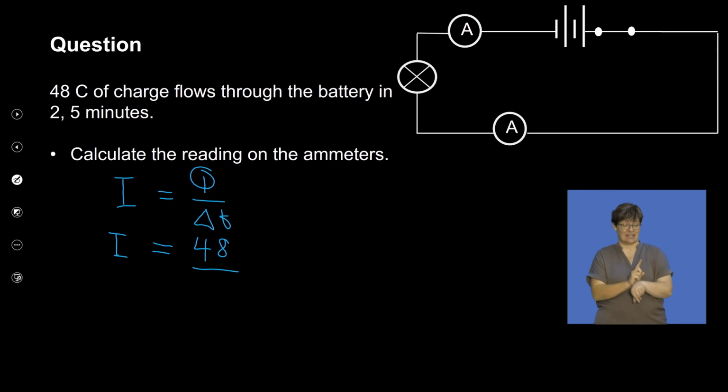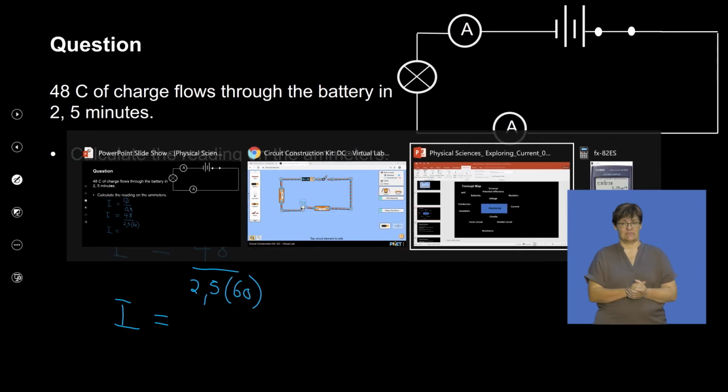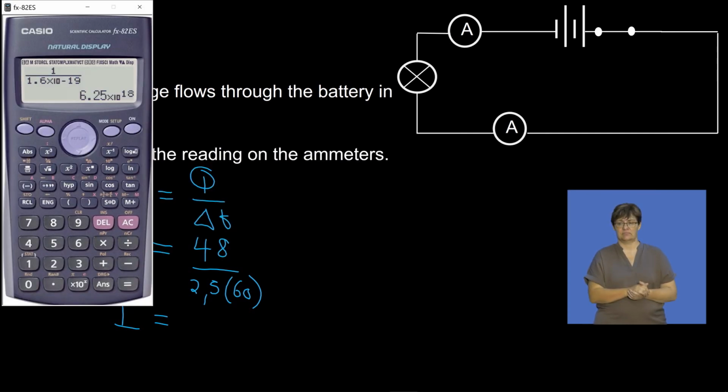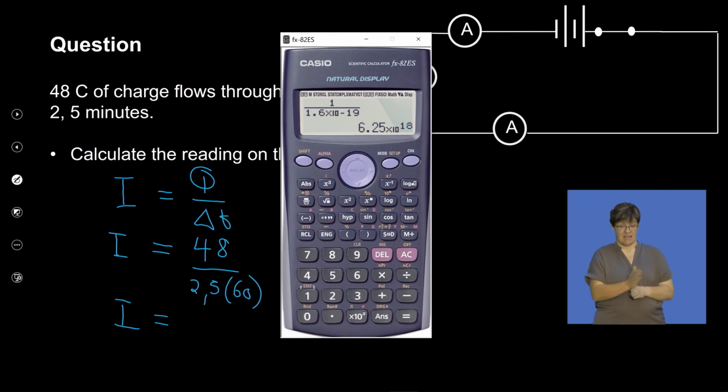Remember, the SI unit of time is the second. So this will be 2.5 multiplied by 60. Why? Because for every minute, there are 60 seconds, okay? So our current, if we quickly go to our calculator, okay, what does that give us? Let's clear that. The calculation is 48 coulombs divided by 2.5, okay, multiplied by 60, okay? So what does that give us?